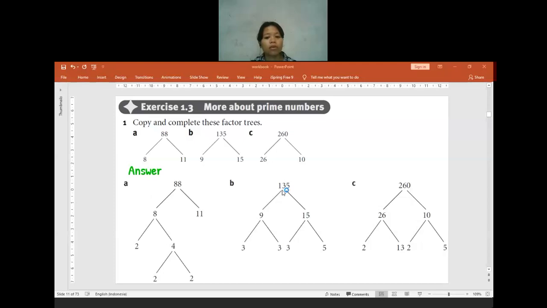Okay, I will continue the discussion from yesterday. We were at question 5. So, okay, I'll continue starting from question 5.